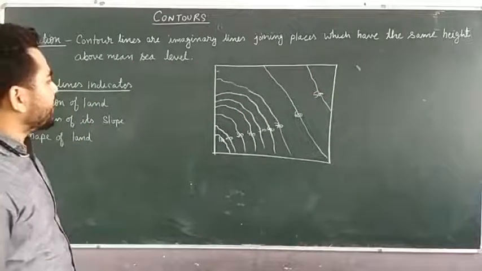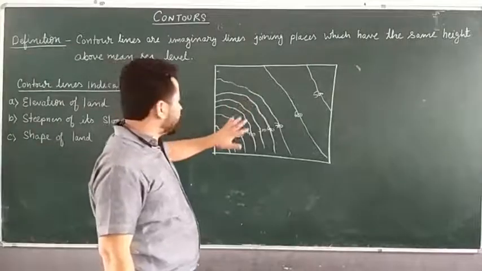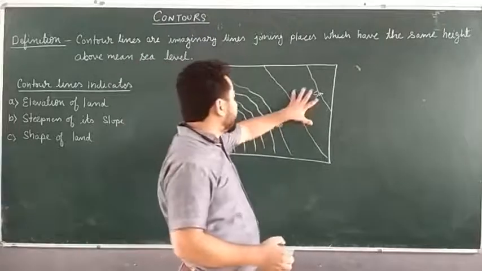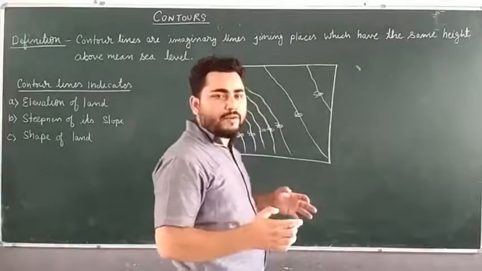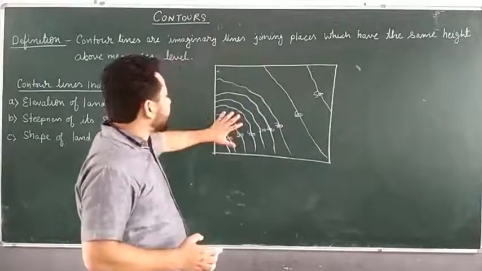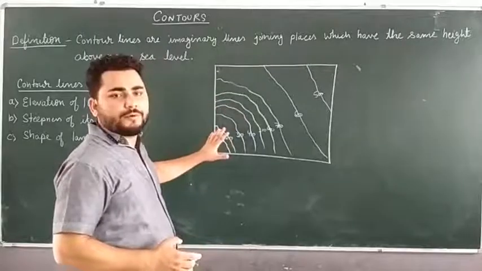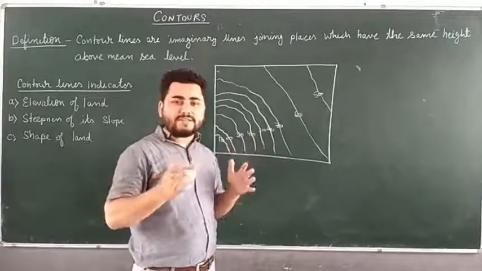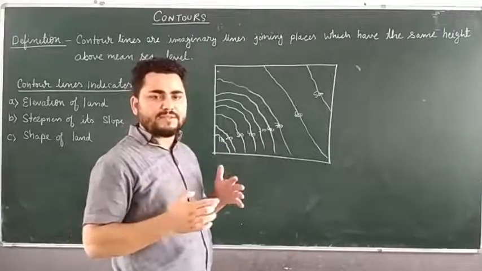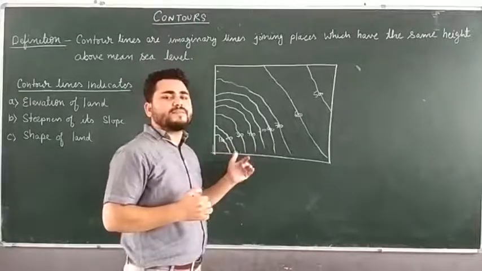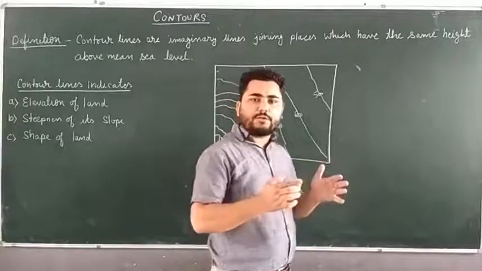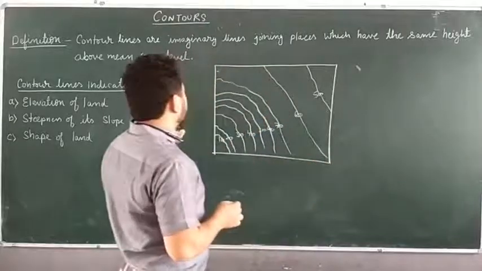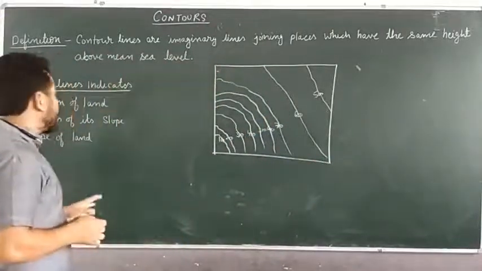Okay, so you can see that in this portion of the topo sheet, contour lines are very close to each other, right? And in this portion, they are apart, far away from each other, clear? So this portion is showing us a steep slope. Steep slope is shown by dense contour lines. If the pattern of contour lines is very dense, then the land has a very steep slope. And if the contour lines are far away, then the slope is gentle, right? So like this we can come to know about the steepness of its slope.